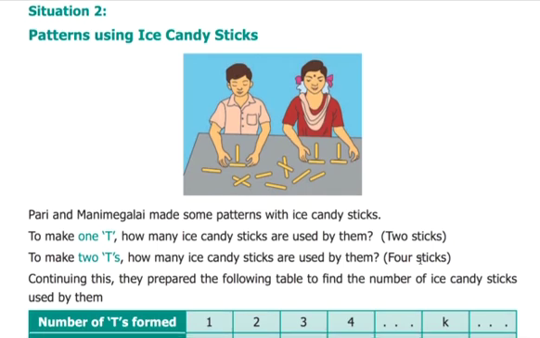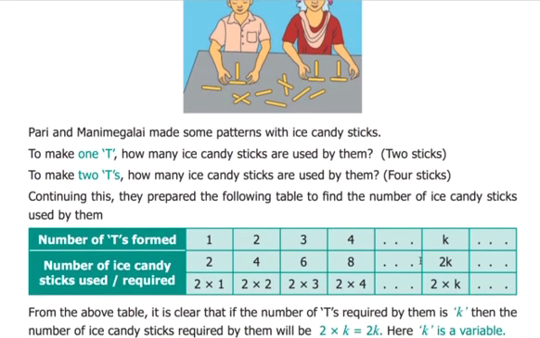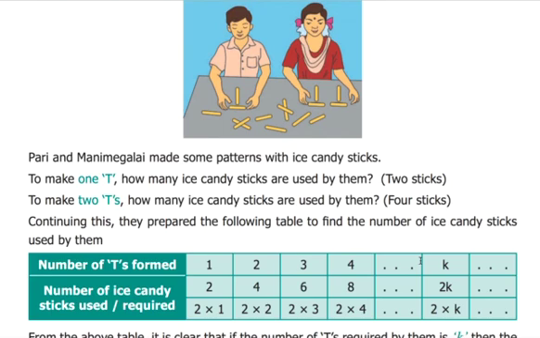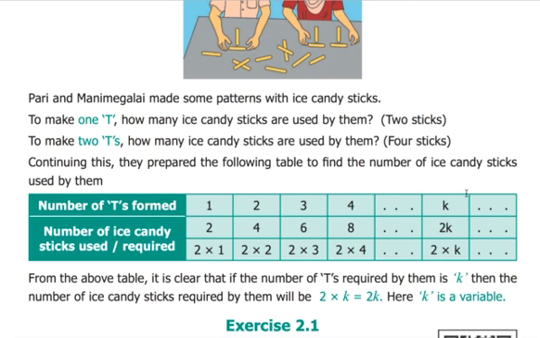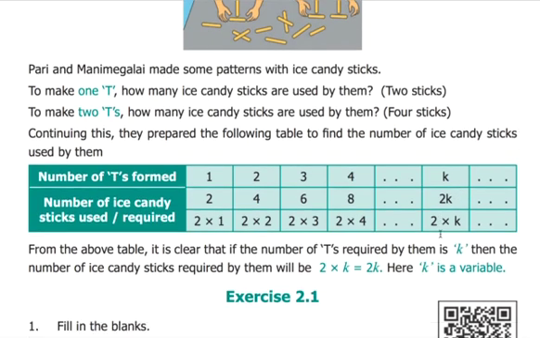Situation 2. Patterns using ice candy sticks. Pari and Manimegalai made some patterns with ice candy sticks. To make one tea, how many ice candy sticks are used by them? 2 sticks. To make 2 teas, 4 sticks. Continuing this, they prepared the following table to find the number of ice candy sticks used by them. Okay, double only. If they form k number of teas, they use 2k sticks.